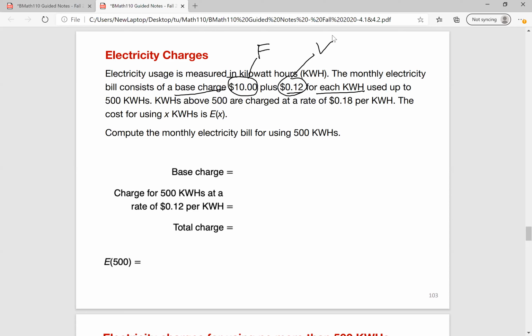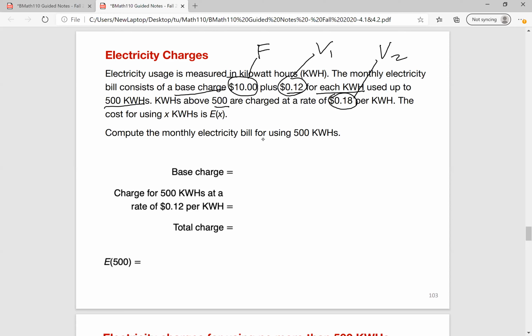Let's see. This rate is used up to 500 only, right? So if we use above 500, then the rate now changes to 0.18. So here's V1, here's V2. Remember that if you use more than 500, then the rate now changes to 0.18. Okay, so now we're going to find the cost for using X kilowatts.